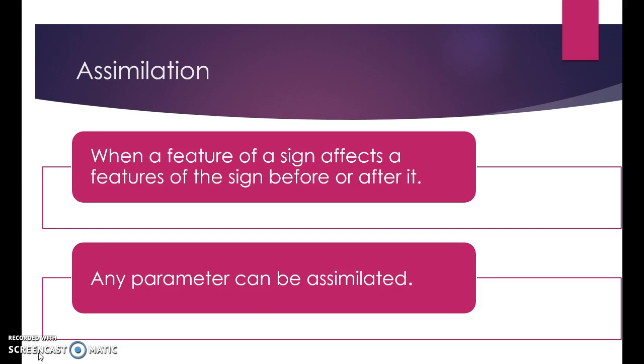So don't just think that hand shapes can be assimilated. Any feature of a sign can be assimilated. Palm orientation, location, movement, any feature of a sign can be assimilated, whether it's the sign before or the sign after it that's affecting the formation.